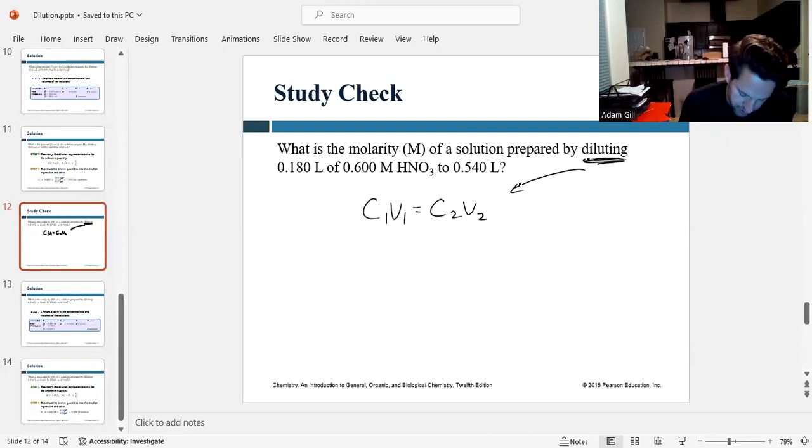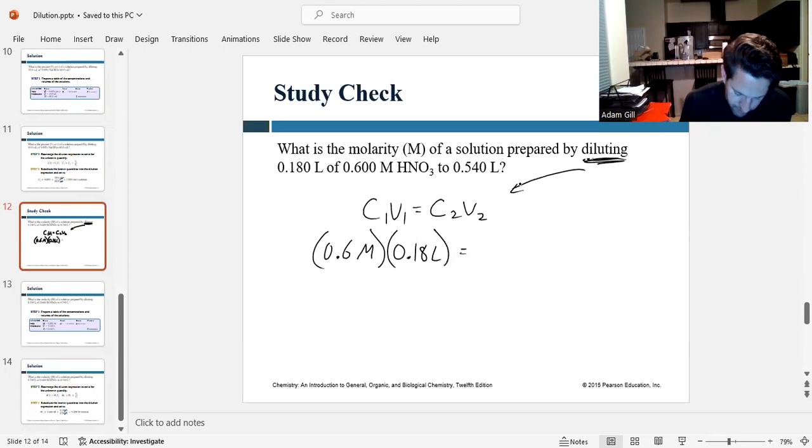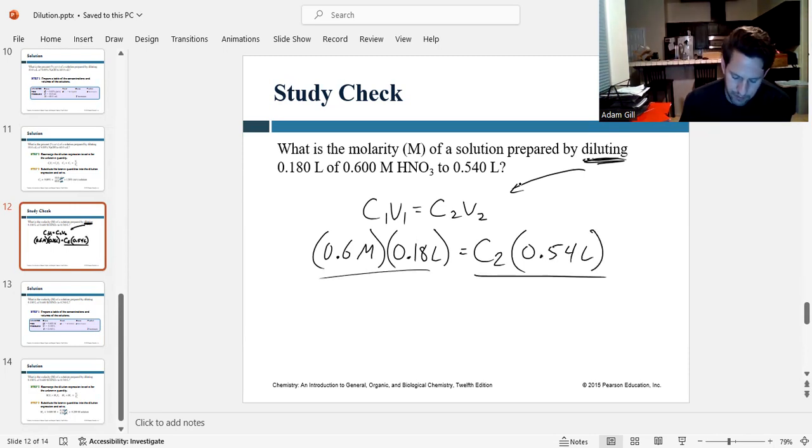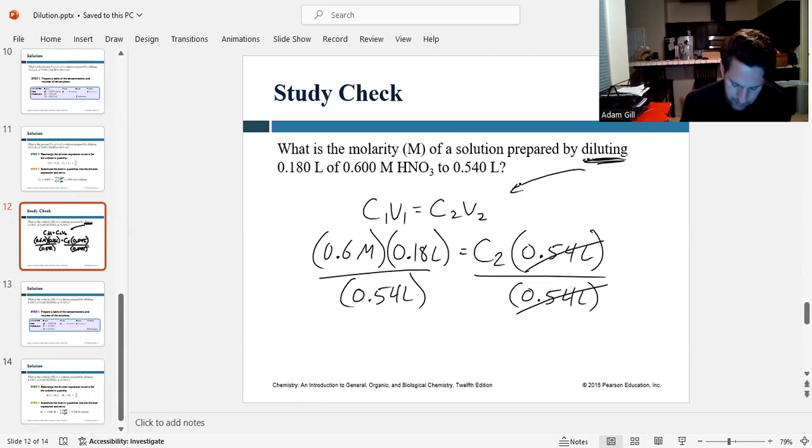So the initial concentration here is 0.6 molar. The initial volume is 0.18 liters. The final concentration, we don't know. And the final volume is 0.54 liters. Got to get C2 by itself. So I'm going to divide both sides by 0.54 liters. That cancels. Liter cancels liter.